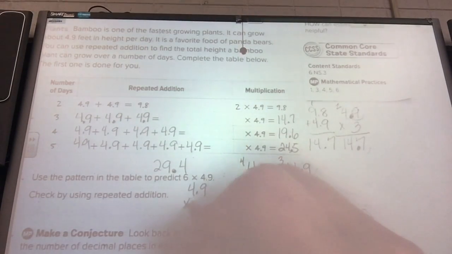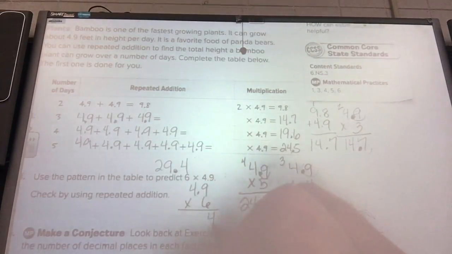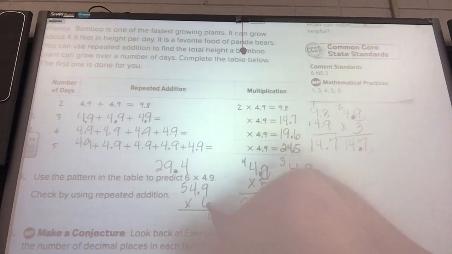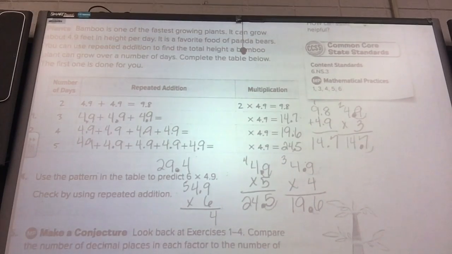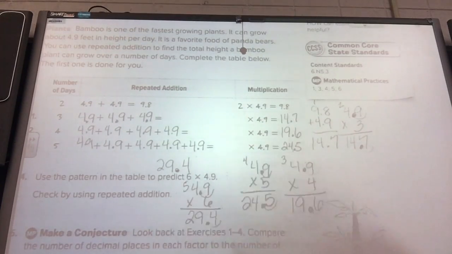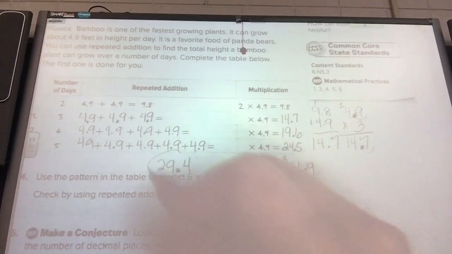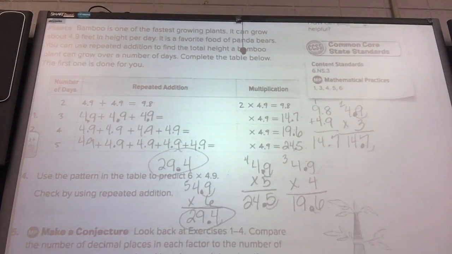4.9 times 6. 9 times 6 is 54. 6 times 4 is 24, plus 5, 29. Over one place. So were we right? 29.4. Yes, we were.